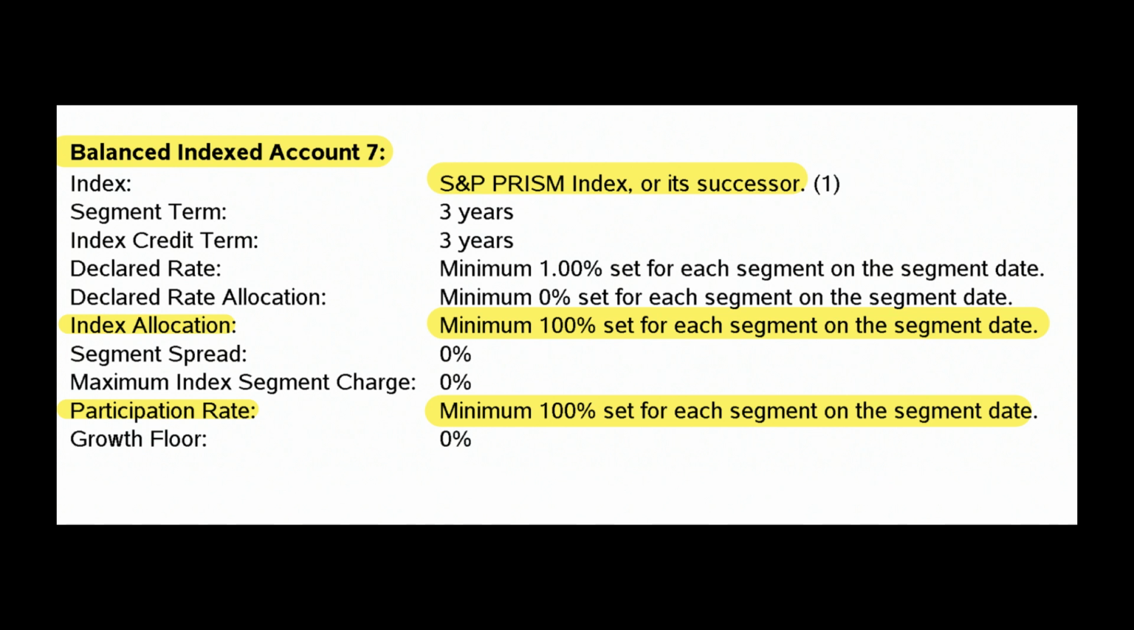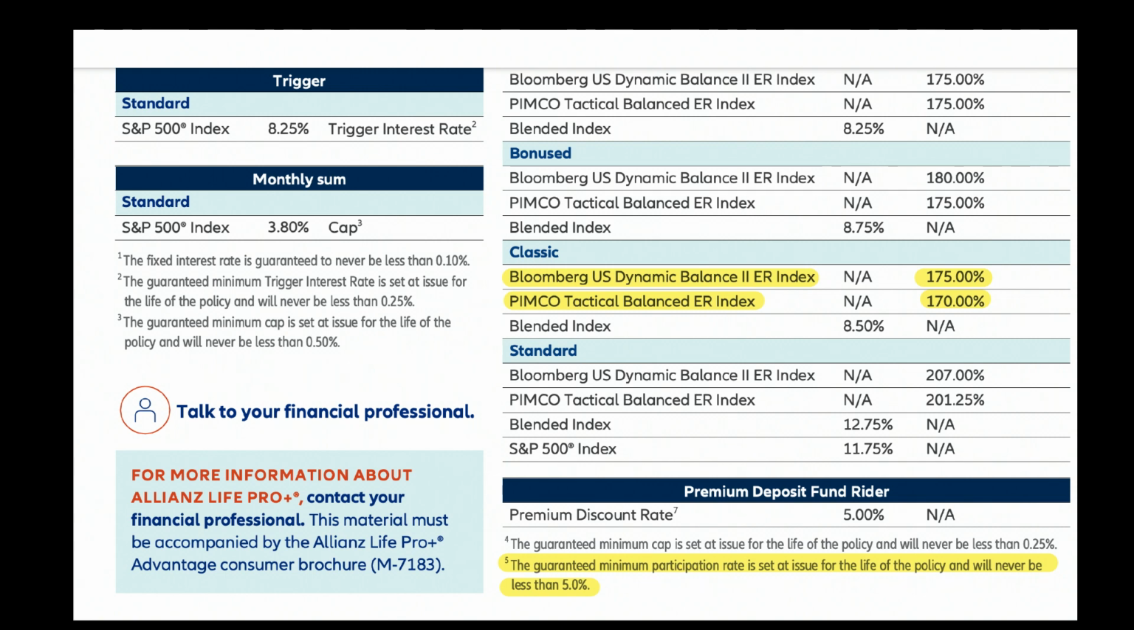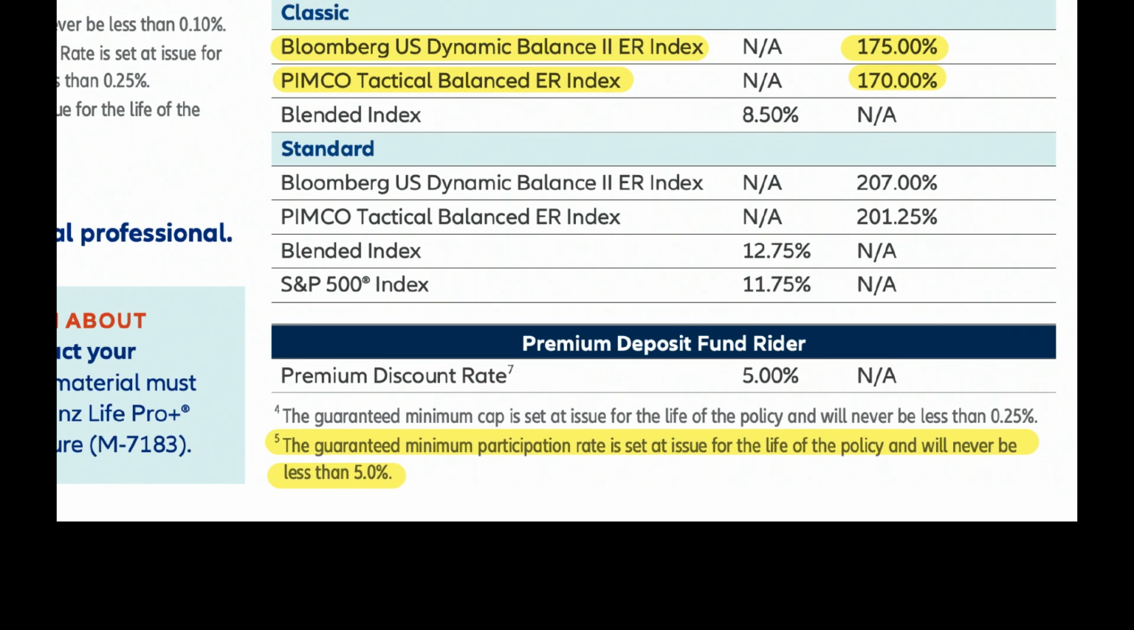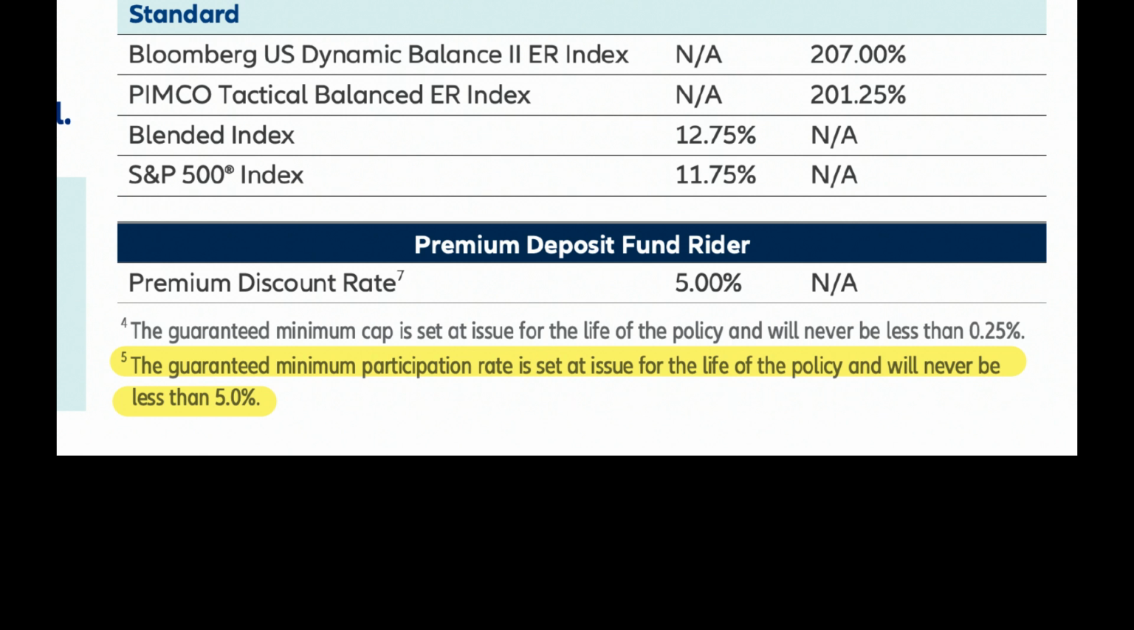What is the participation rate guaranteed at? Securian's 3-year Prism Index participation rates are both guaranteed at 100%. So worst case scenario, you are guaranteed to receive no less than 100% of any gain in the index. Allianz, on the other hand, only guarantees their participation rates at 5%. So worst case scenario, you could only receive 5% of any gain in the index.